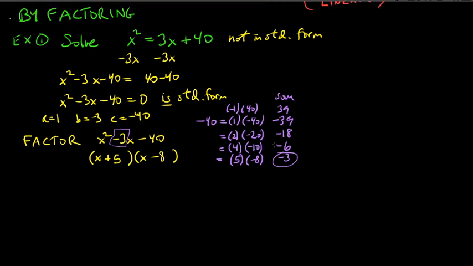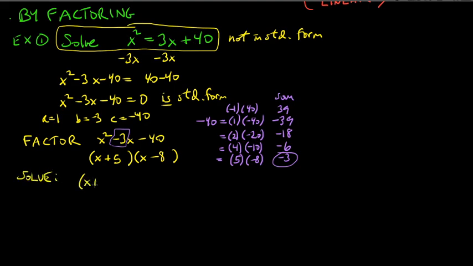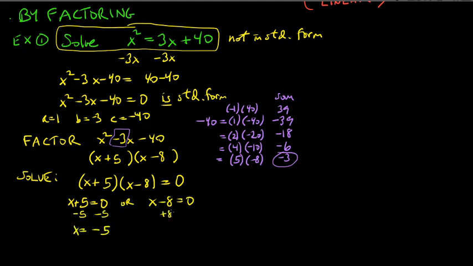So again, it's a good review of factoring. But remember, we're not done because the question wasn't to factor. The question was to solve this equation. So remember, we have one more step. Now we have to solve, in factored form, x plus 5 times x minus 8 equals 0. Remember how this works. You just set each factor to 0. So x plus 5 equals 0, or x minus 8 equals 0. When you take away the 5 from both sides, you get x equals negative 5. And when you add 8 to both sides, you get x equals 8.